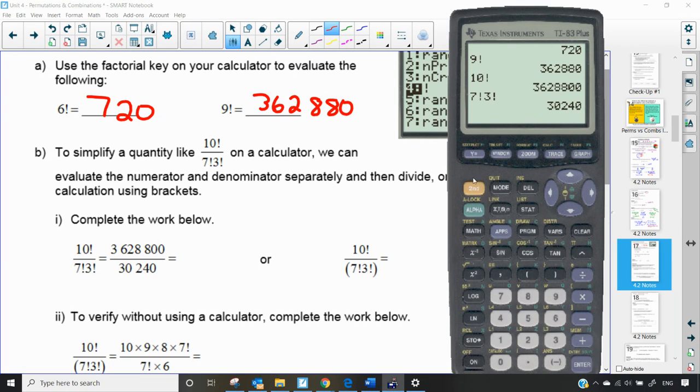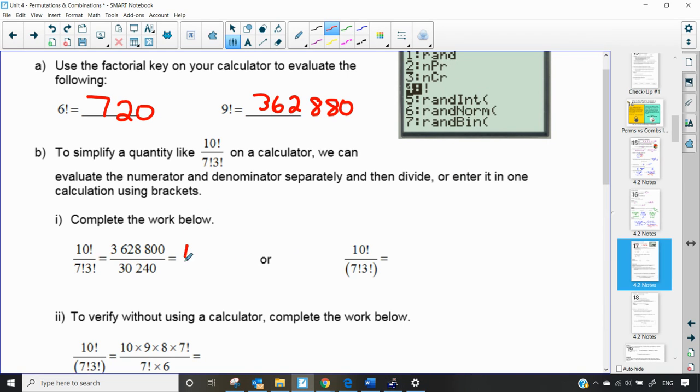Or I can do this in one step. But it's important if you do it in one step that you make sure you use brackets. So I can go 10 math 4 divided by bracket. If we don't use the brackets, it's going to divide 10 factorial by 7 factorial first and then multiply by the 3. And that's not what we want. 7 math 4, 3 math 4, close your brackets, and we get 120. So both of these answers will give me 120.